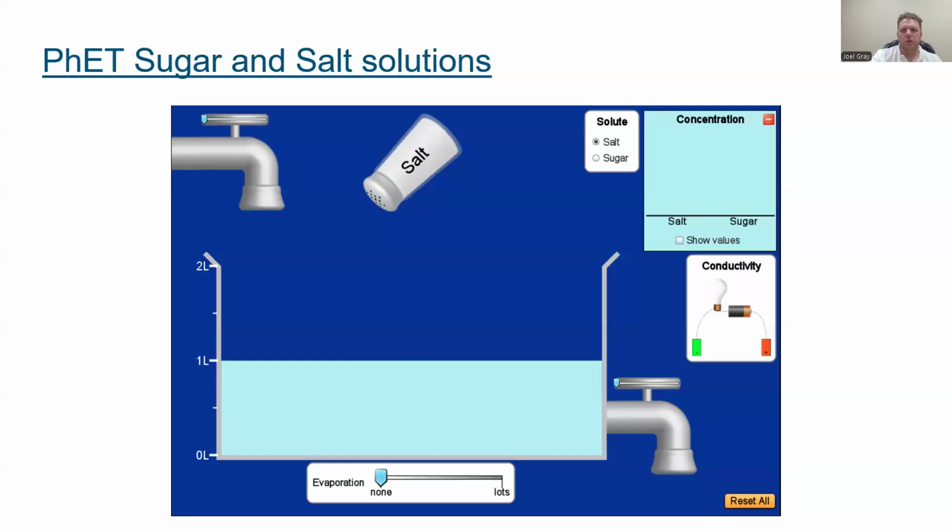All right, and this is just a nice little demonstration where you play around with sugar and salt solutions, and you can test whether or not it conducts electricity. Spoiler alert, salt will, sugar won't.